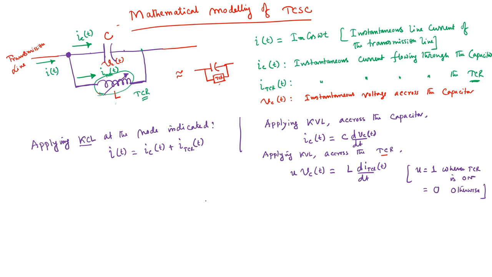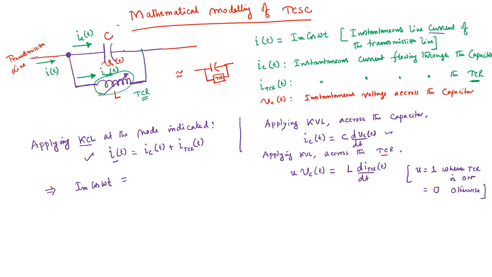Now, we need to aggregate all these equations. One is the KCL equation, another is the two KVL equations. Okay. Now, if I put the equation for I C t into the KCL equation, and we know I of t is equal to I m cos omega t, what can we write? I m cos omega t, that is the left hand side, which is basically the instantaneous line current, the current flowing through this transmission line.